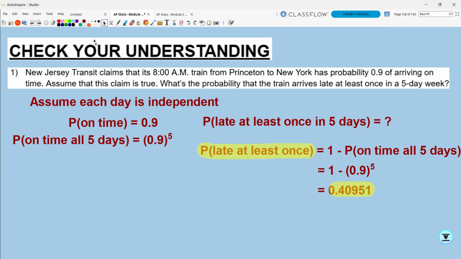So the probability of being late at least once is the same as 1 minus the probability that all days are on time. Since we calculated 0.9 to the 5th power, we can subtract that from 1, and we'll get an answer of 0.40951. In other words, there's a 40.95% chance of being late at least once during that 5-day week.